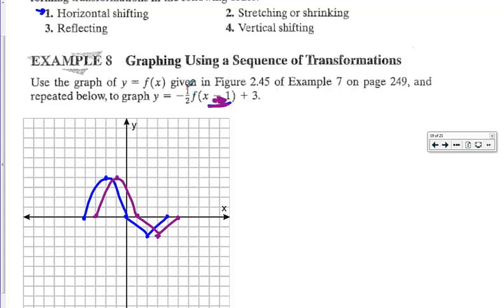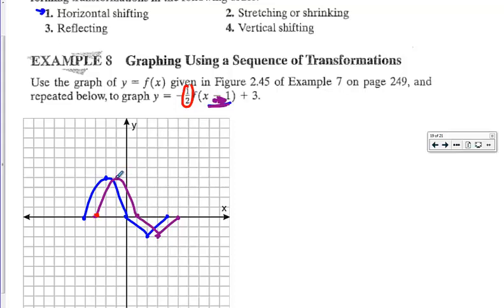I do, because I have this 1/2 out in front. Whenever I have shrinking or stretching, in this case 1/2 is the fraction, so it's going to be a vertical shrink by a factor of 1/2. So I'm going to take every y coordinate and multiply it by 1/2. If I take 0, because that's the y coordinate here, times 1/2, I still get 0. So that one doesn't move.